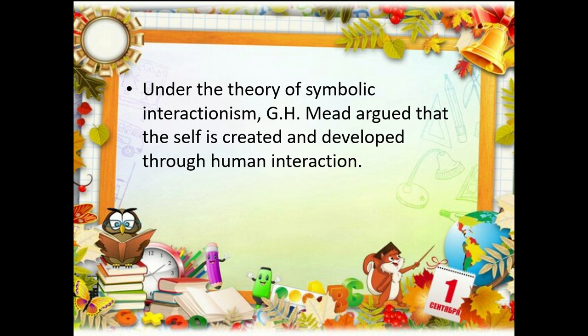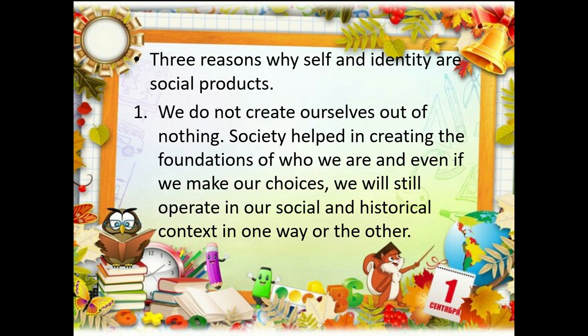Now, under the theory of symbolic interactionism by G.H. Mead, he argued that the self is created and developed through human interaction. So basically, there are three reasons why self and identity are social products. First, we do not create our lives out of nothing. So society helped in creating the foundations of who we are, and even if we make our choices, we will still operate in our social and historical context in one way or the other.